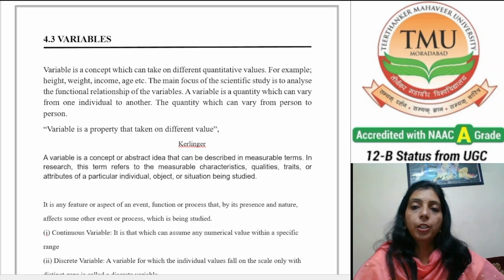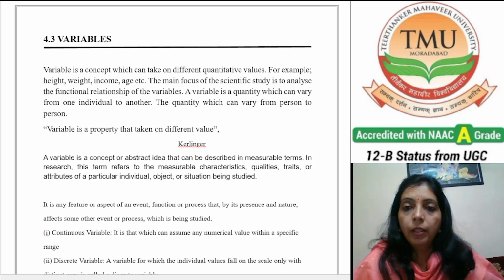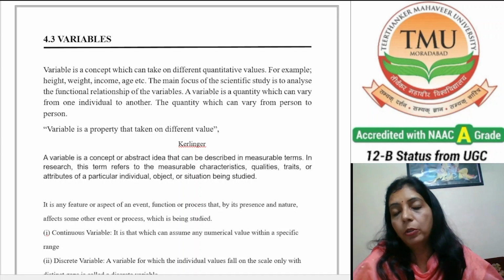In our next session, we will cover hypothesis, a very important topic in research methodology.